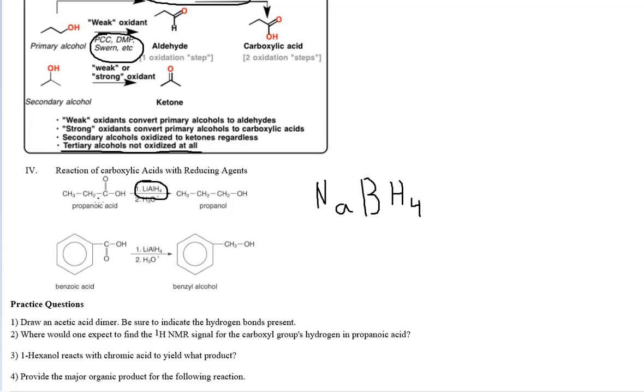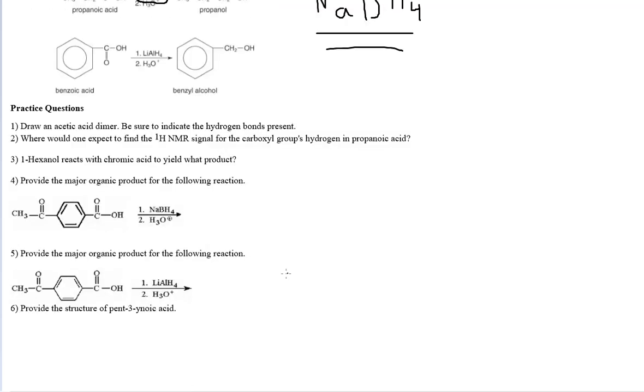In this case, we have a carboxylic acid, so the presence of lithium aluminum hydride will fully reduce it down to an alcohol. Here we have another carboxylic acid, and again, lithium aluminum hydride will reduce it down to a primary alcohol. So in both these cases, they get reduced to alcohols. Sodium borohydride will not reduce a carboxylic acid. Okay, so now looking at some practice problems.